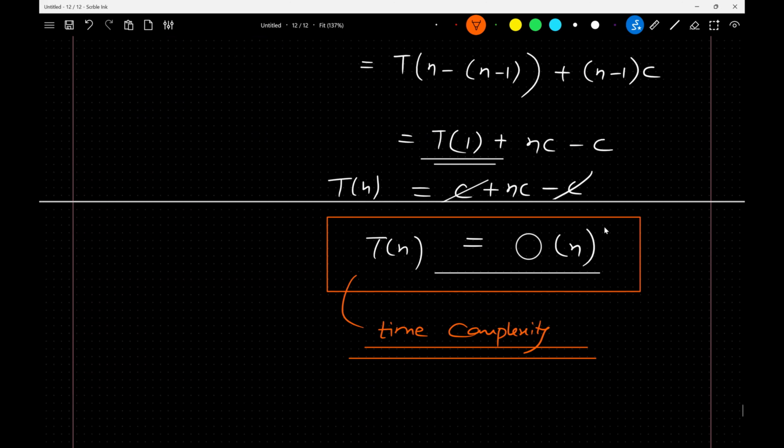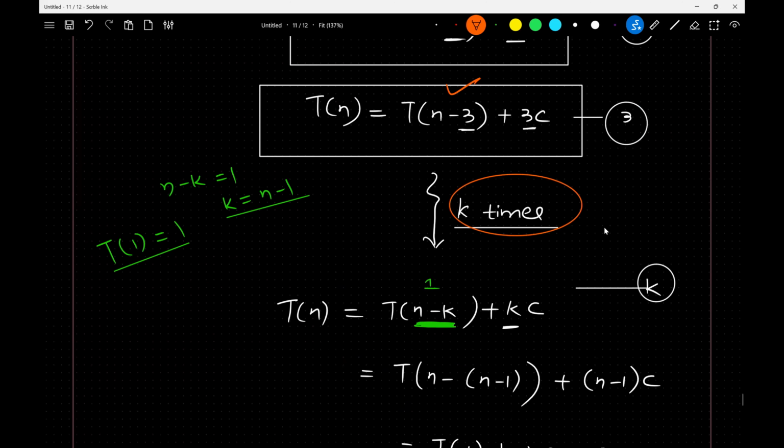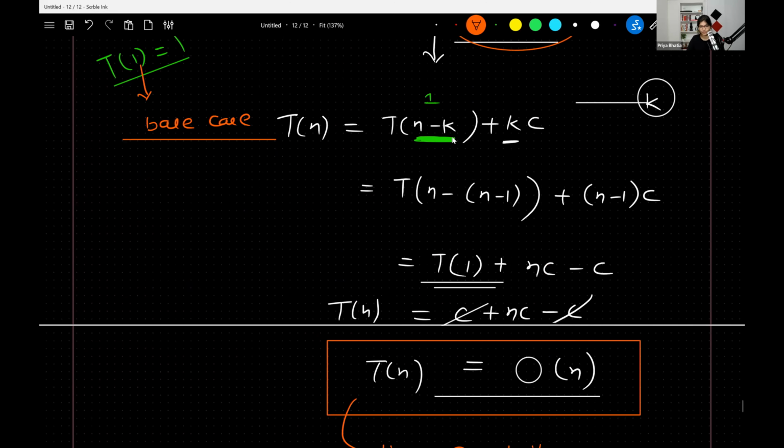Why are we taking k equals n minus 1? We are taking the value of n minus k as 1. Why are we taking n minus k as 1? Because we just know the solution of this one only. It's a base case condition. We know that when the value of n is 1, the answer will be 1. You know that 1 factorial is 1. It's a constant task. That's why when you compute the value of k, it comes out to be n minus 1, and then you replace that value of k with n minus 1 in the complete equation.